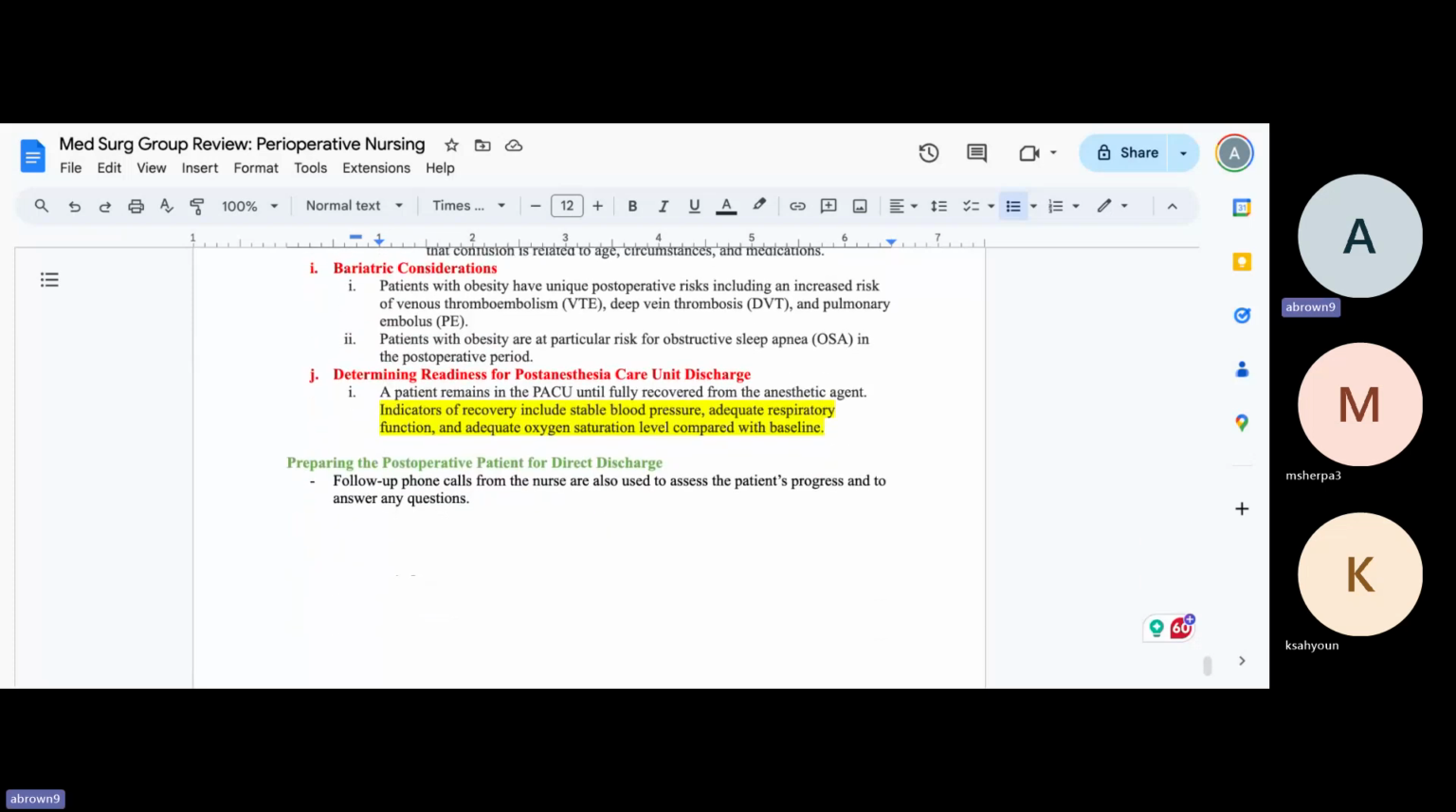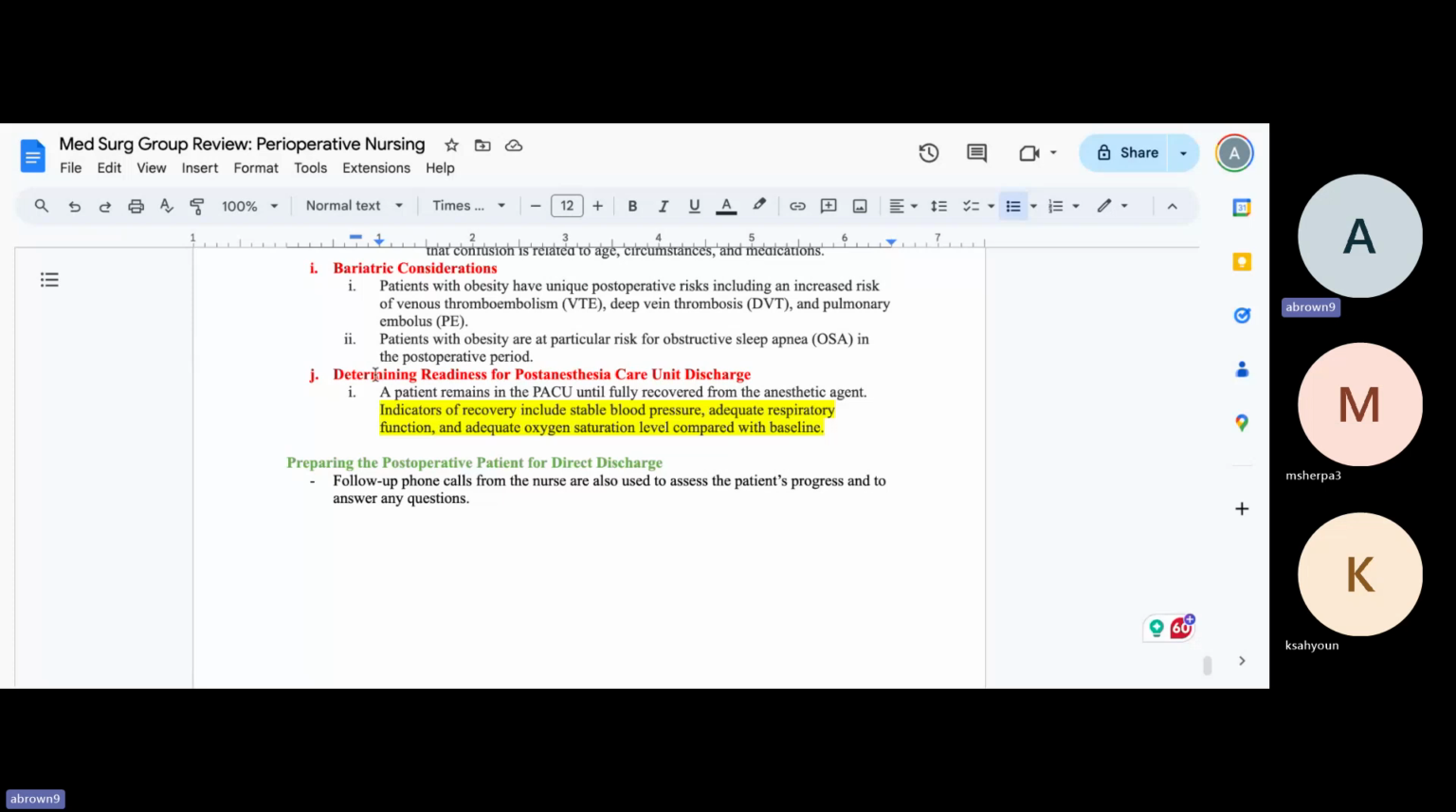Bariatric considerations. Patients with obesity have unique post-operative risks, including an increased risk of venous thromboembolism, vein thrombosis, pulmonary embolus, those clots. Patients with obesity are at particular risk for obstructive sleep apnea, which means they don't breathe when they're sleeping. So you want to pay attention to that as well.